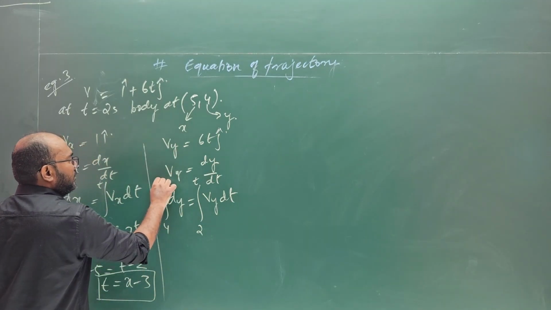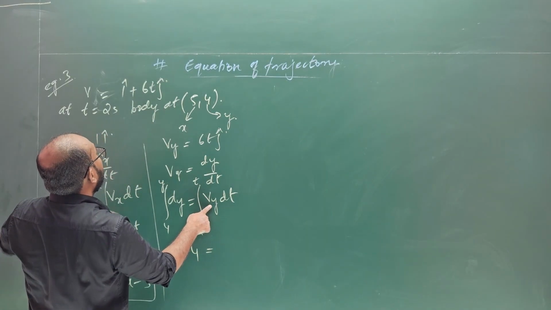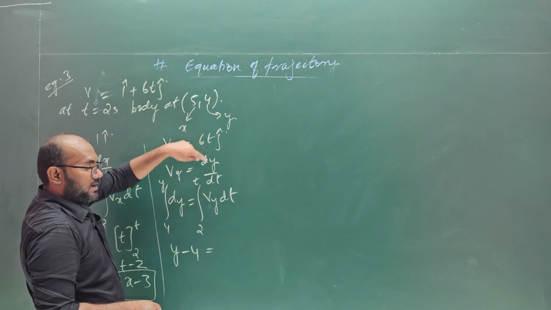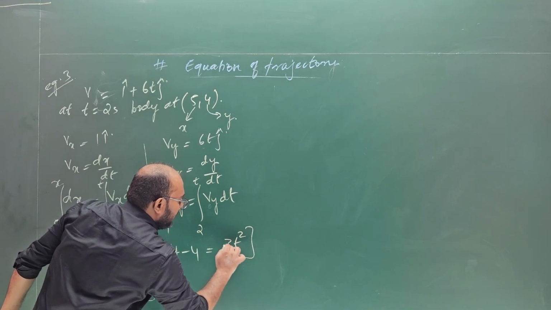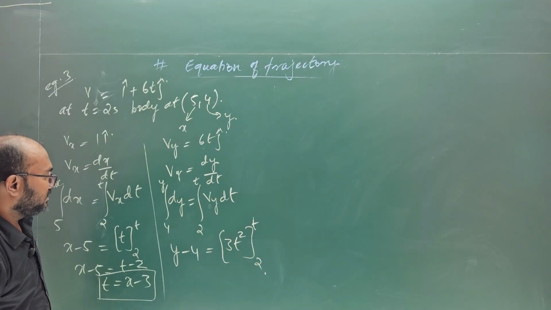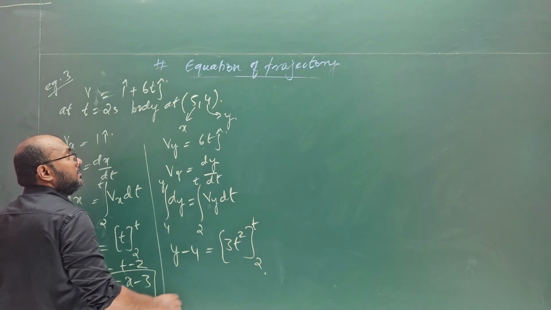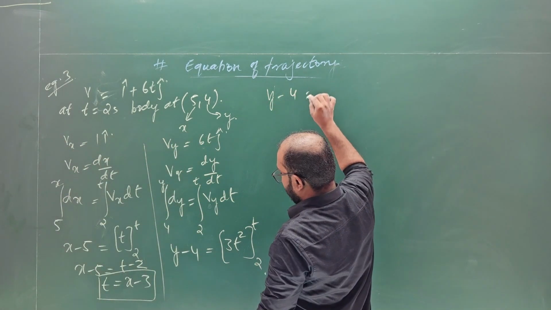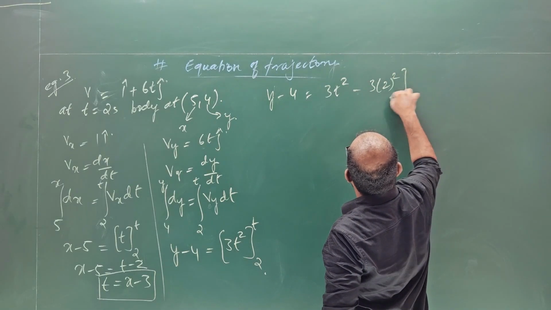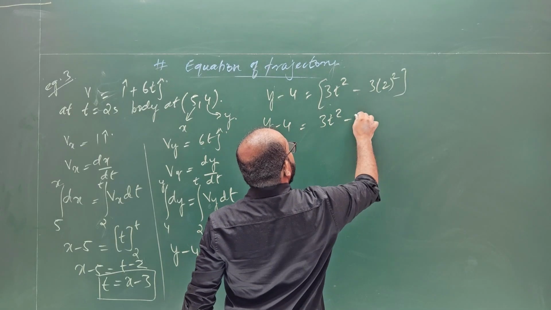At t is equal to 2, body is at 4, this is at y. So this can be written as y minus 4 is equal to Vy value, what, 6t. The integration of 6t will be how much? 3t square. So 3t square, and upper limit is t, lower limit is what? 2. So this becomes 3t square minus 12. Correct? Okay, very good. So y minus 4 is equal to 3t square minus 3 times 2 square. So y minus 4 is equal to 3t square minus 12.